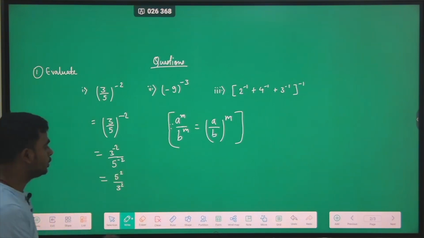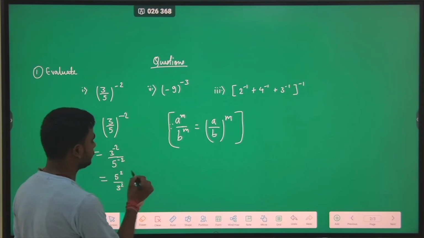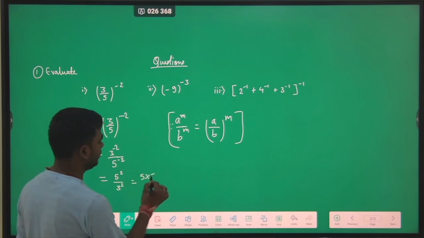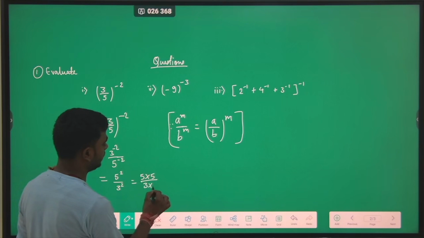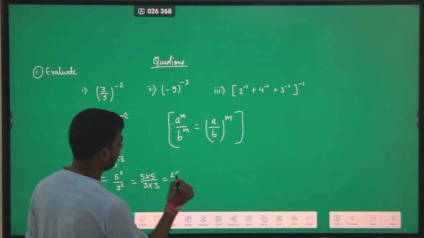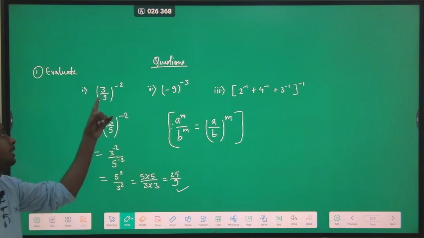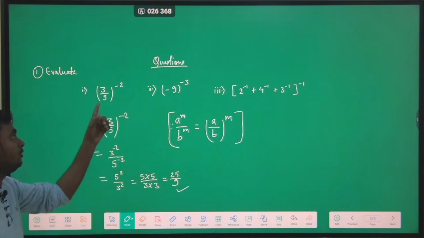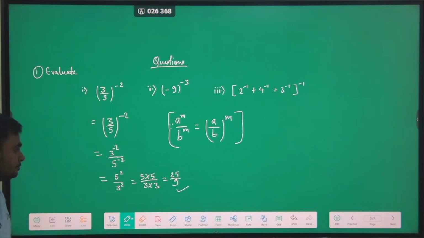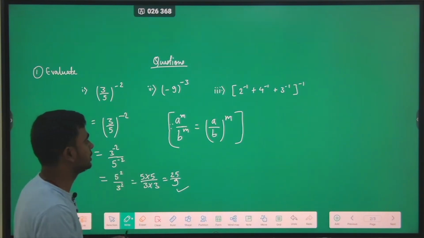Okay. So the value of 5 to the power 2 is 5 into 5, and the value of 3 to the power 2 is 3 into 3. That means the value will be 25 upon 9. So this will be the value of this negative exponential form. Okay. Now moving to our next question.